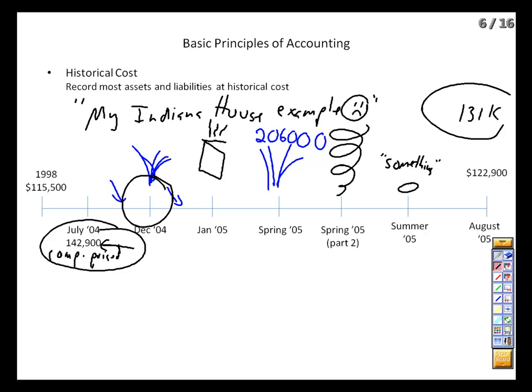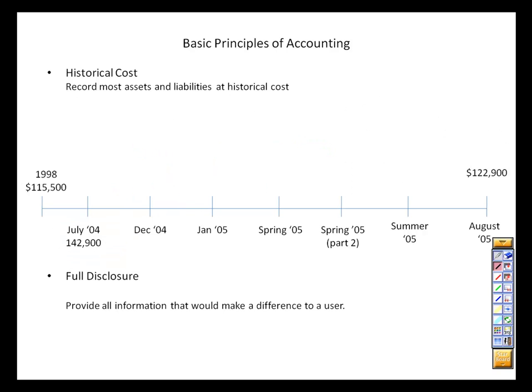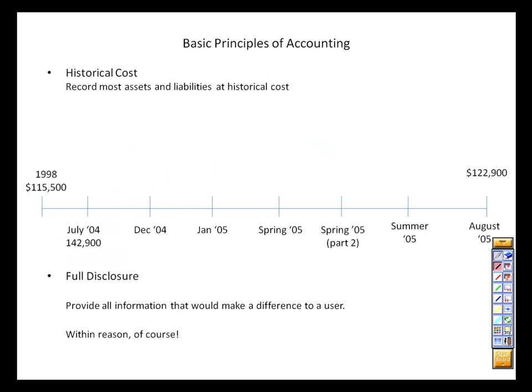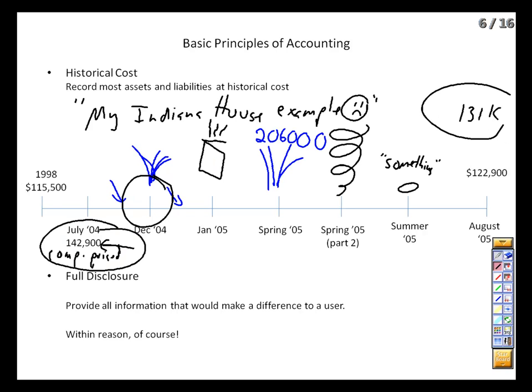The second principle is full disclosure. What this means is that we should provide all the information that would make a difference to a decision maker. This is, of course, all within reason. We're not going to provide trade secrets. We're not going to talk about strategy. If we're a public company, part of our filing is the management discussion and analysis, which among other things does provide an executive summary of our plans for the future, but it doesn't need to be very specific.